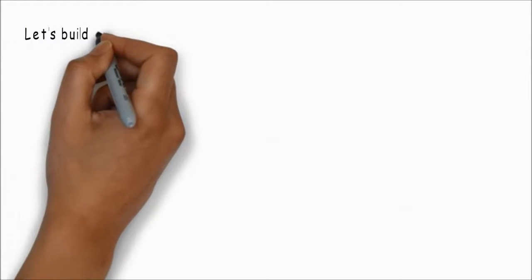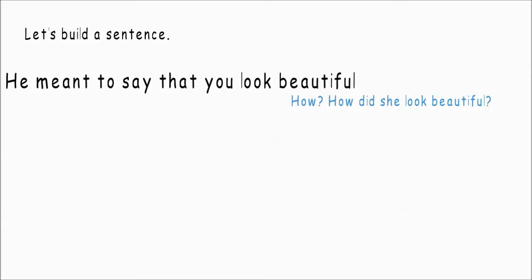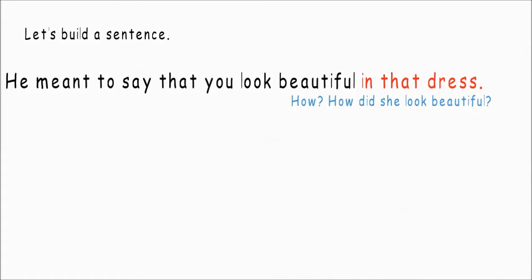Let's build a sentence. He meant to say that you look beautiful. How? How did she look beautiful? In that dress. Oh, she's wearing a beautiful dress.